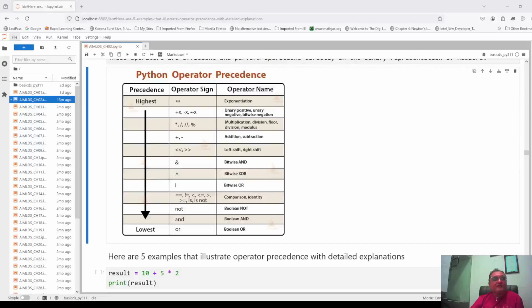Then multiplication, division, floor division, that is integer division, written with two division symbols, and modulus. They have slightly lower precedence than the unary operators. Then addition and subtraction have even lower precedence. Then bitwise left shift and right shift have less precedence than all those above. Bitwise AND has less precedence than all above it. Bitwise XOR has less than all these. Bitwise OR has less precedence than all the operators from exponentiation up to bitwise XOR.